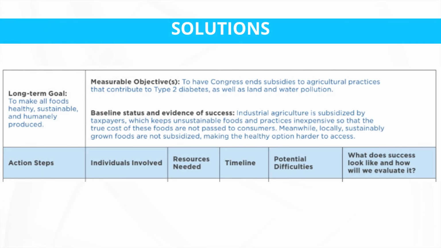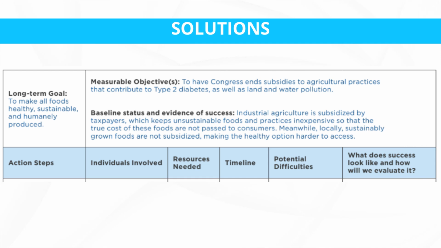To give you an example of how a plan may be laid out, let's return back to our example of type 2 diabetes in children. We use this example in our iceberg model, so now we're going to actually make a plan to address it. Following this plan, our long-term goal is to make all foods healthy, sustainable, and humanely produced. Our measurable objective is to have Congress end subsidies to agricultural practices that contribute to type 2 diabetes.